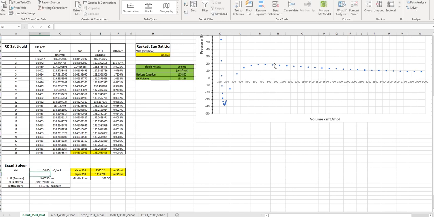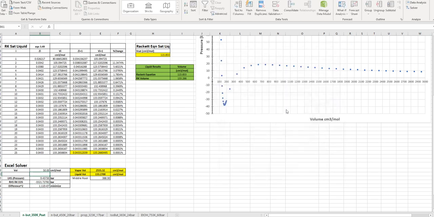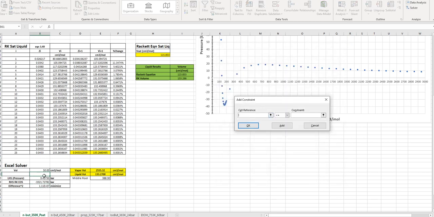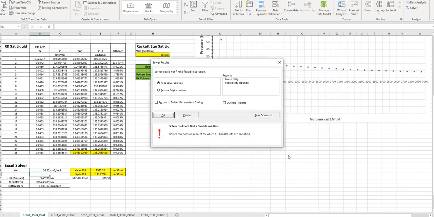Oops. Let's see if we can set the solver. We can add that the right-hand side has to be greater than or equal to, let's just say 1. And let's see if that gives us a better... that did not. Solver could not find a point for which all constraints were satisfied.